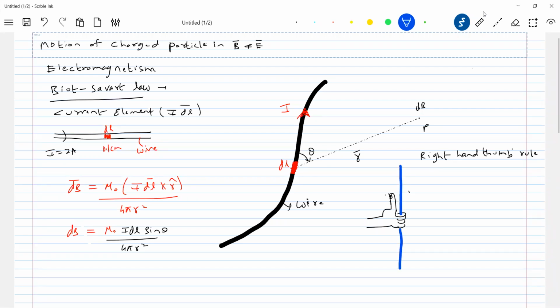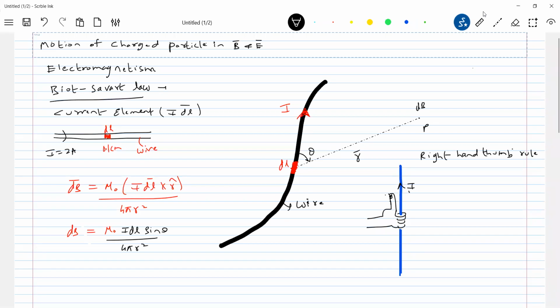Now what is this blue line? It's a current carrying wire, the current carrying wire itself. So I'm going to hold it in my hand, then I'll put the thumb in the direction of the current. Then whatever the magnetic field is, it is given by the fingers.